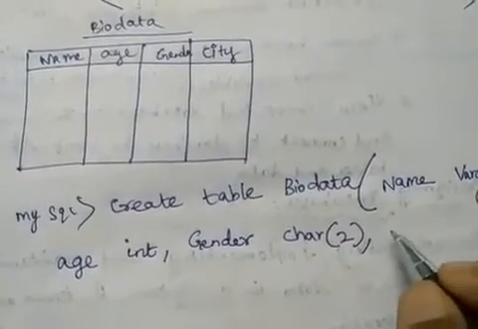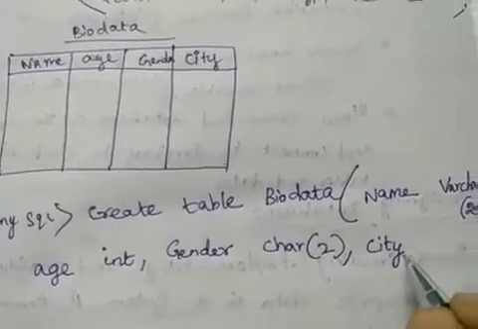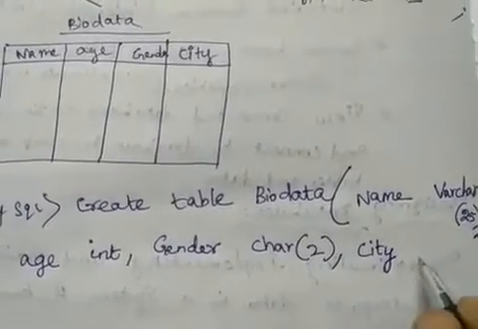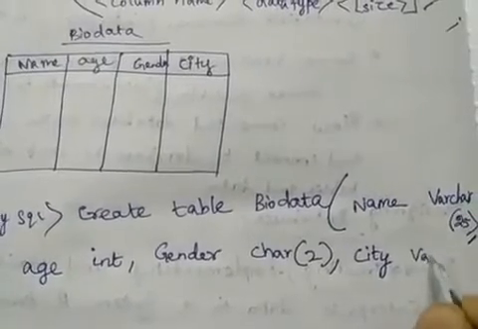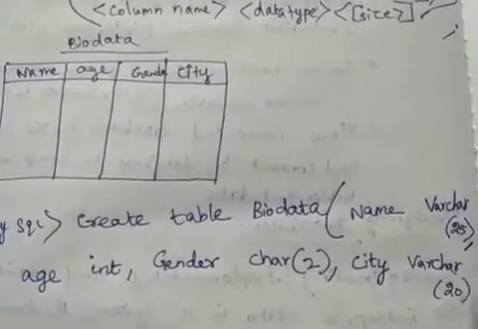Next, what are we going to specify? City. So in city, what will you type? Chennai, Madurai, Coimbatore. So it will take a string. So varchar of how many letters? 20 or 25 or 18.